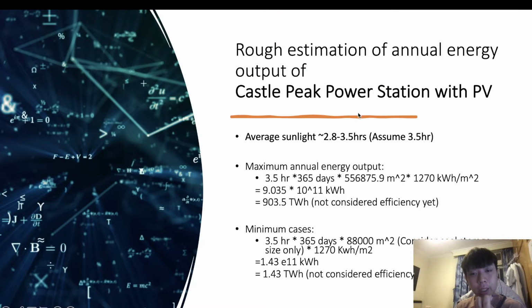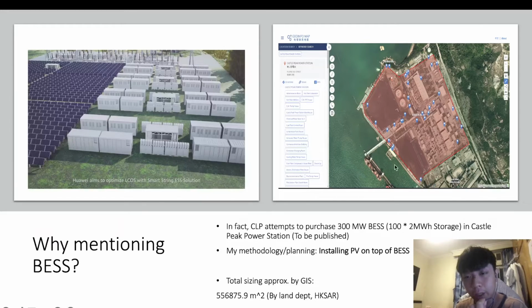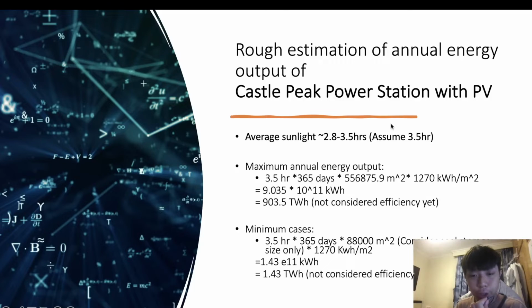If we calculate, we use the average sunlight of around 2.8 to 3.5 hours, assuming 3.5 hours. The maximum annual energy output is 3.5 hours times 365 days by these calculations for annual. We got this energy output of 903.5 terawatt hour. The minimum case, where we just consider these two coal storage, is 1.43 terawatt hour. We did not consider the efficiency of the PV plant yet.